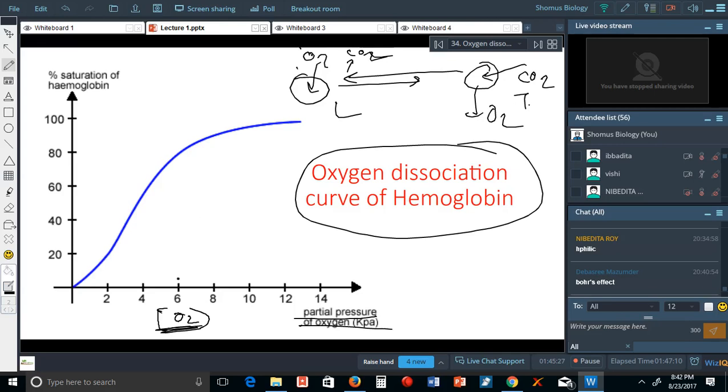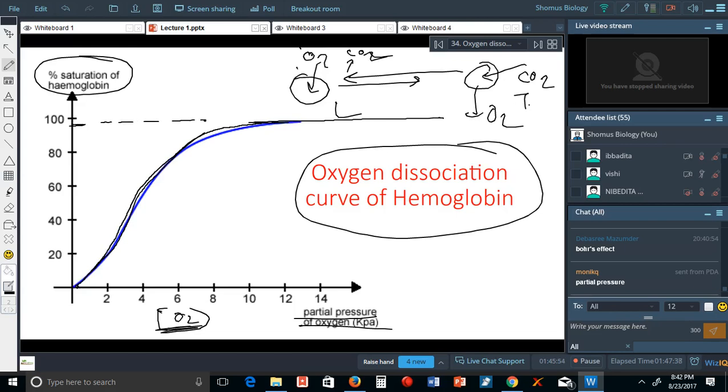As you can see in this picture, we are going from this particular point along the x-axis, and we can see that with increasing partial pressure of oxygen, the saturation curve also goes up. And on the y-axis we have the percent saturation of hemoglobin. So the more the oxygen partial pressure, the more the hemoglobin is saturated. But after a particular point, the percent saturation is also saturated. What does that mean? It means all the hemoglobin oxygen binding sites are gone. Literally there is no site free in the hemoglobin to bind with oxygen.